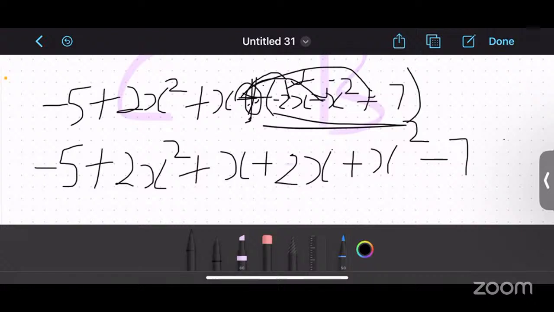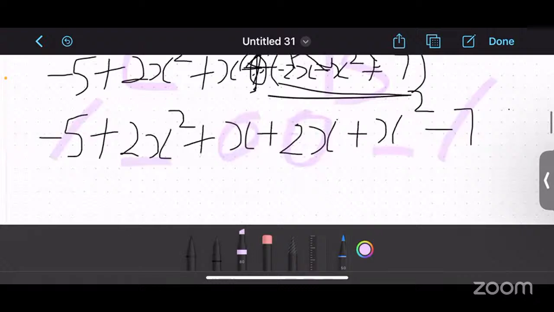Then the first one is -5 and -7. Yes. The second one is going to be 2x to the power 2 and x to the power 2. Absolutely. This and this. And then the last one is going to be x and 2x. Okay. Yes, we're going to add them now.